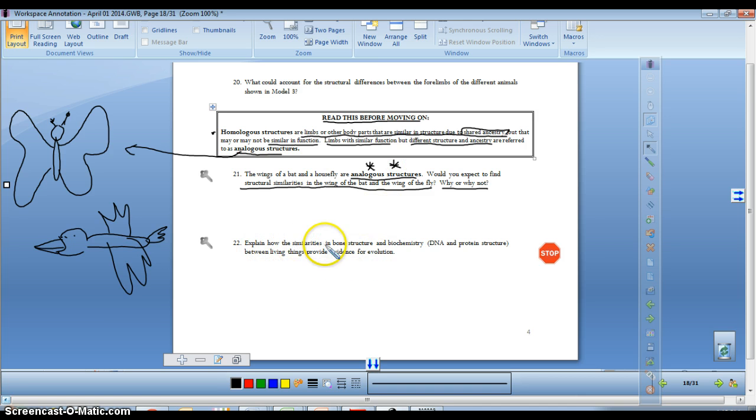Explain how the similarities in bone structure and biochemistry, that's from Model 1, between living things provides evidence for evolution.